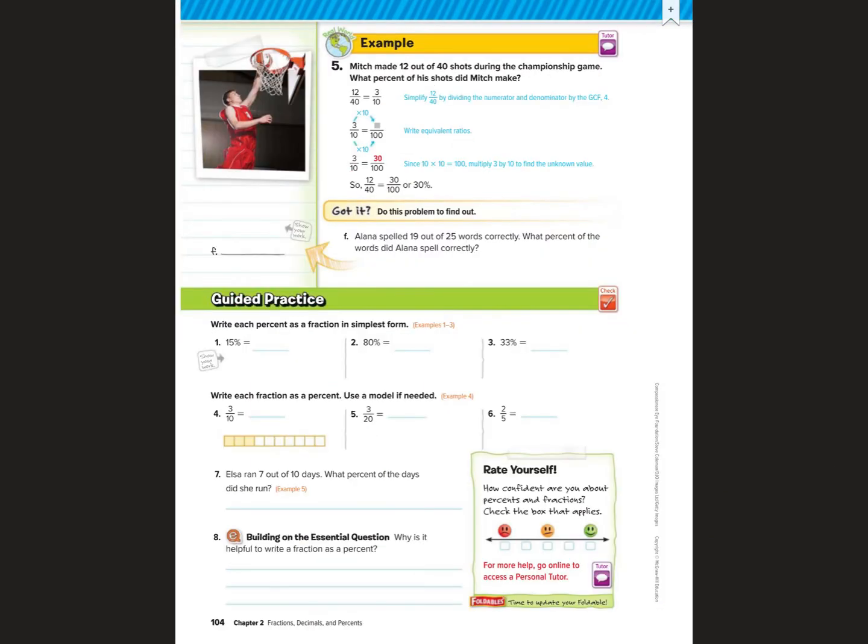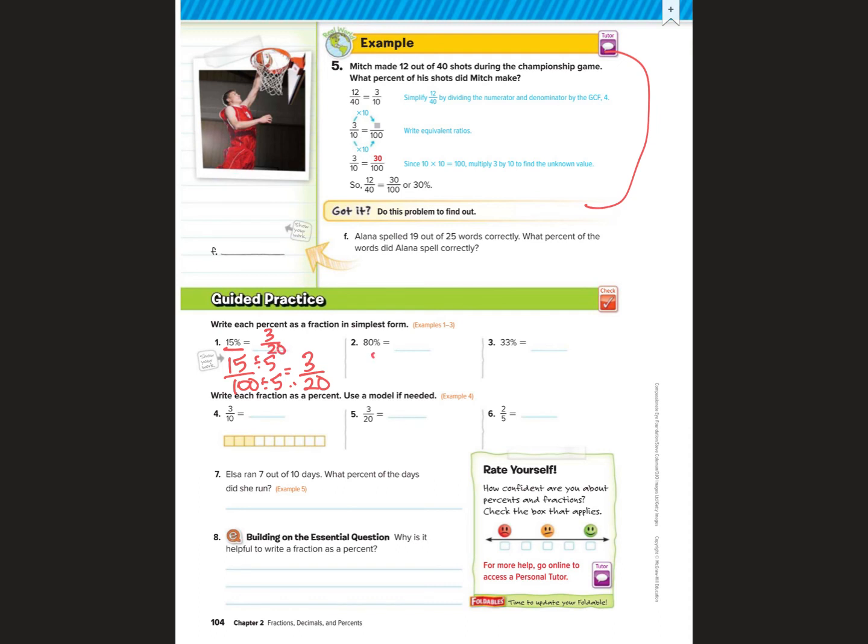Okay, now what are they doing here? 12 out of 40 is equal to, okay, so this is kind of the same thing we've been doing, so I'm going to jump down to here, do a couple of guided practice problems, and then we'll be done. So write each percent as a fraction. When we're going from percent to fraction, we just need to write our percent over 100 and simplify. I'm going to divide them both by 5 to get 3/20ths. And that would be simplest form.